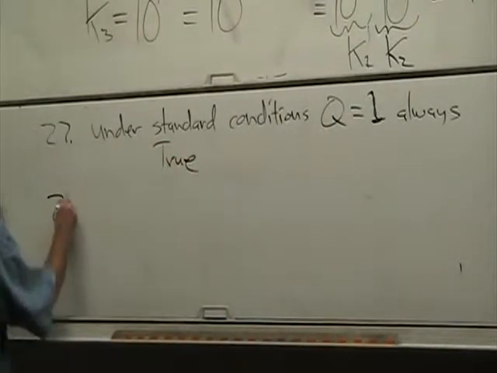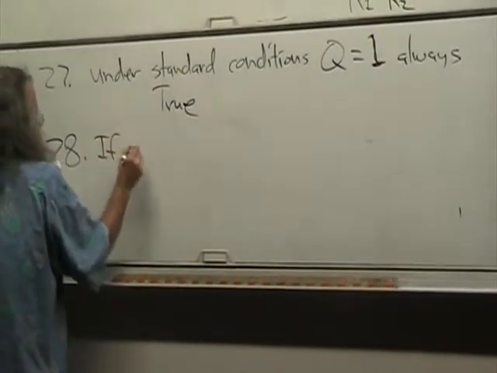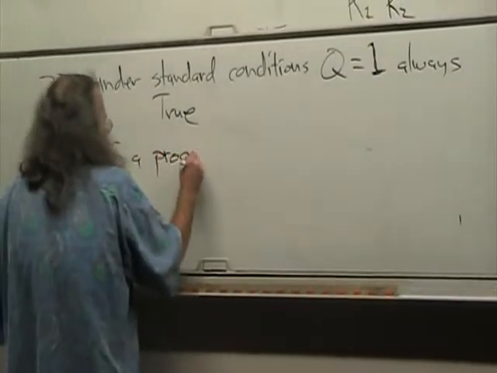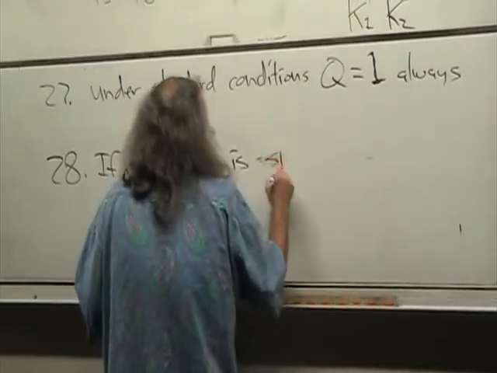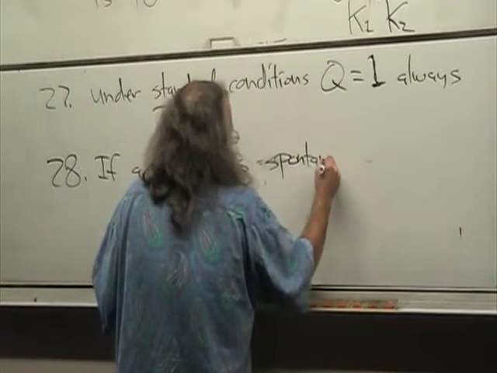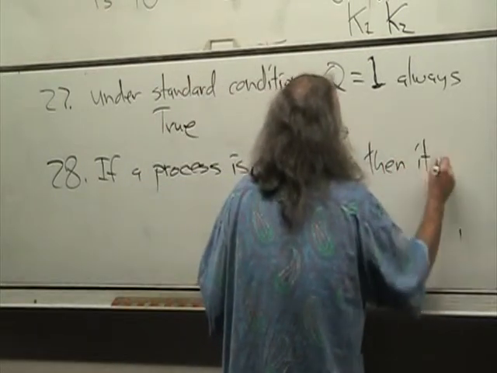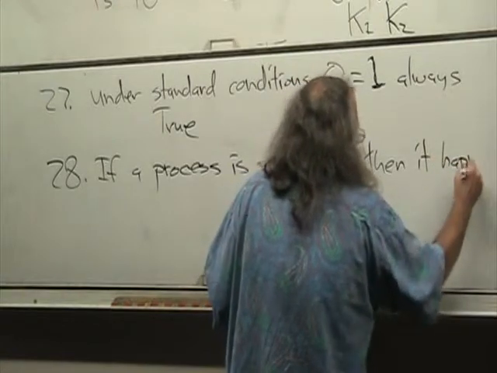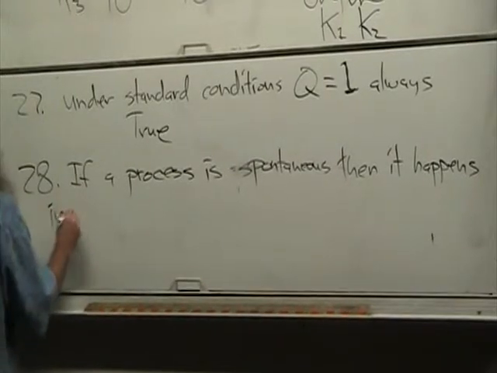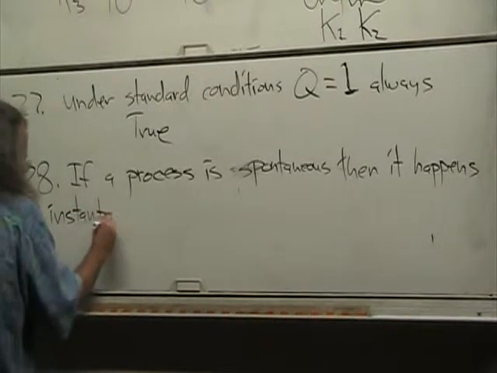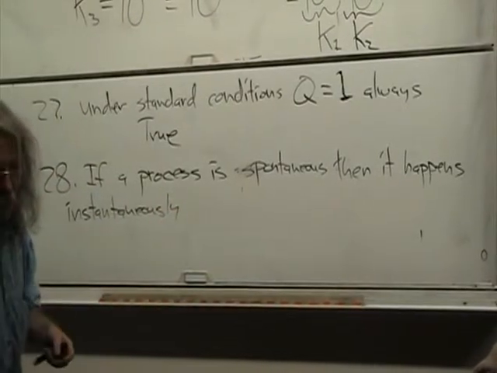And 28 is: if a process is spontaneous, then it happens instantaneously. It means it can happen, doesn't mean it's going to.